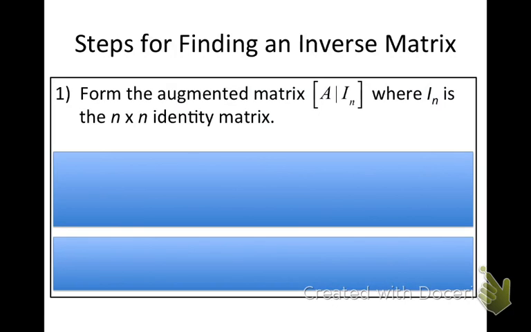So if your A is a 2 by 2, then you're going to do a 2 by 2 identity matrix, which is what this means right here. If your A is a 3 by 3, then you're going to do a 3 by 3 identity matrix. If your A is a 4 by 4, then you would do a 4 by 4 identity matrix on the other side. So we're going to have numbers on the left, and we're going to have ones and zeros on the right side. Okay?